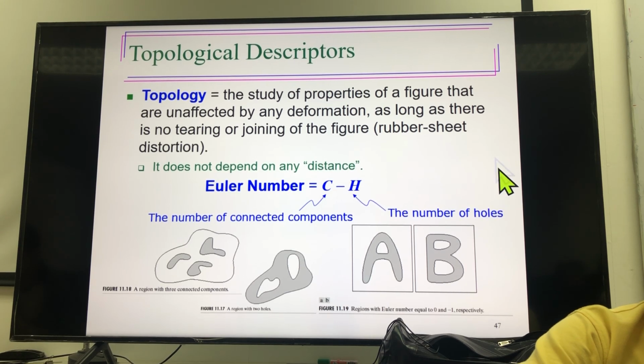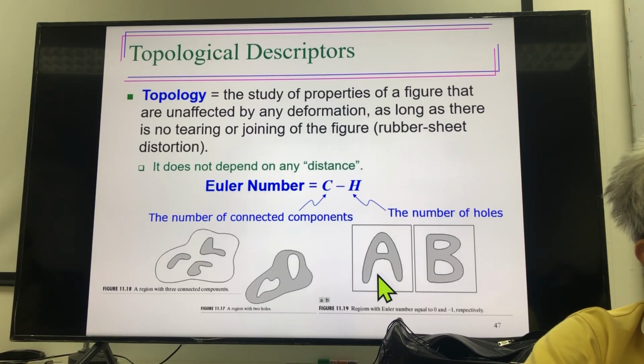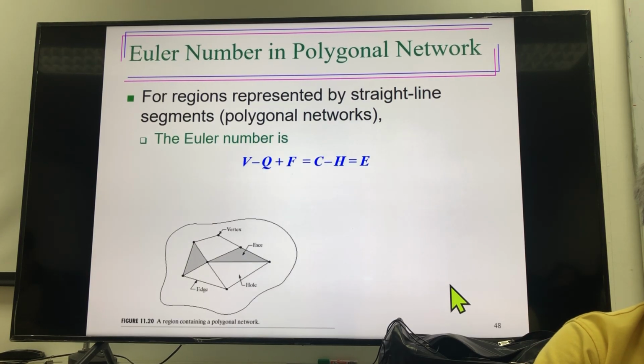For example, in this picture, what's the Euler number of letter A? How many connected components are there? 1. What's the number of holes? 1. So the Euler number is 0. How about the Euler number for B? 1 minus 2 is negative 1.